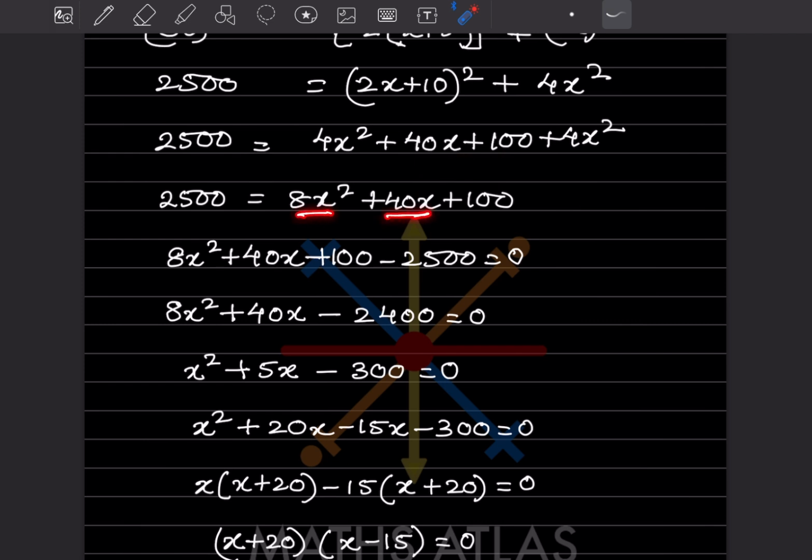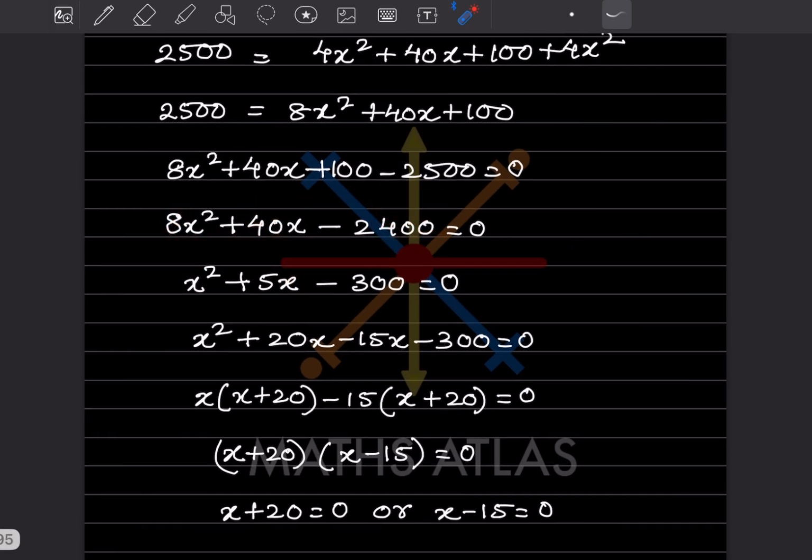8x squared plus 40x will be as it is, this plus 100 also as it is, and 2500 will go this side, that is going to be minus 2500 is equal to 0. So this is going to be minus 2400 is equal to 0. Now what we can do here is we can simplify this with the 8. This goes with 8. So this is going to be x squared, this will be 5x, and this is going to be 300. Now we will take the factors of 300 and we'll split this middle term.